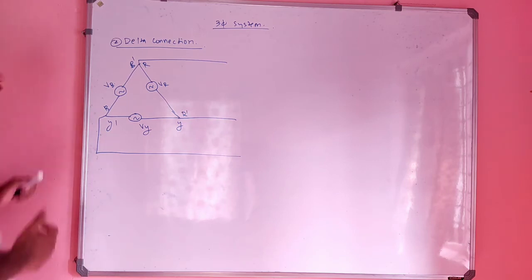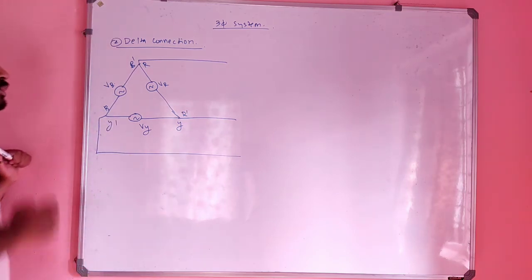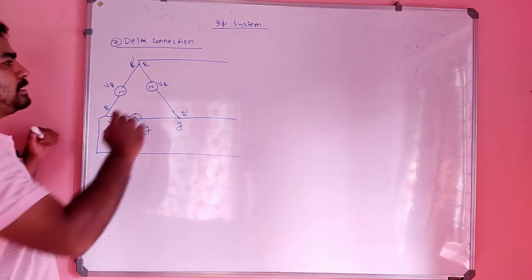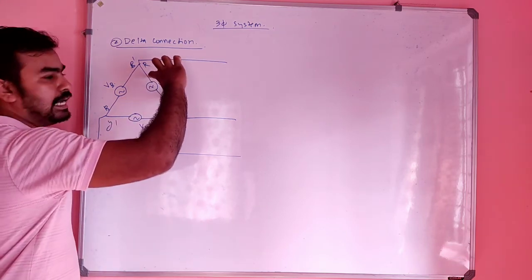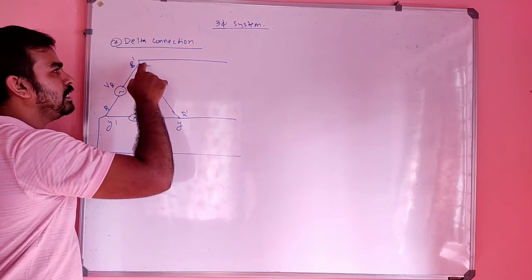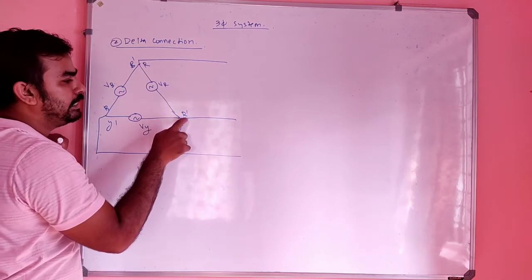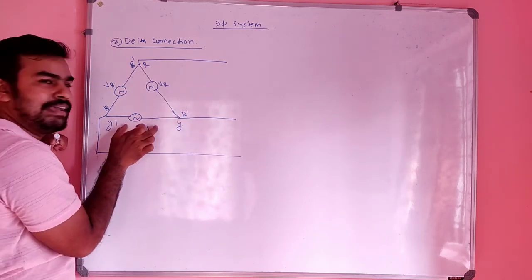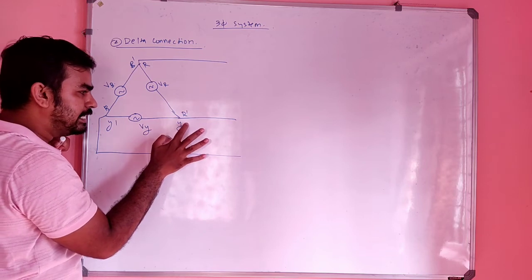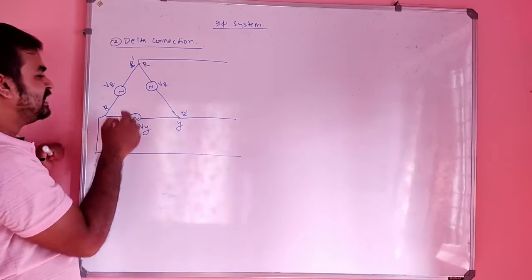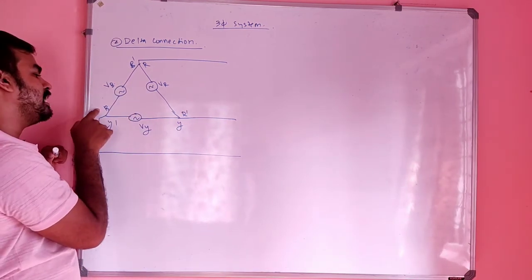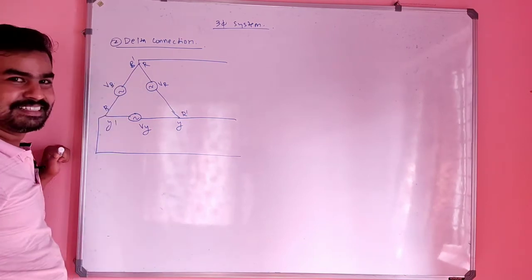See the peculiarity of delta connection. So delta connection is nothing but, see, consider the phase R. This is R phase now. It has a starting terminal R and an ending terminal R dash. This is Y phase now. This also has a starting terminal Y and ending terminal Y dash. This is B phase now. This also has a starting terminal B and ending terminal B dash.